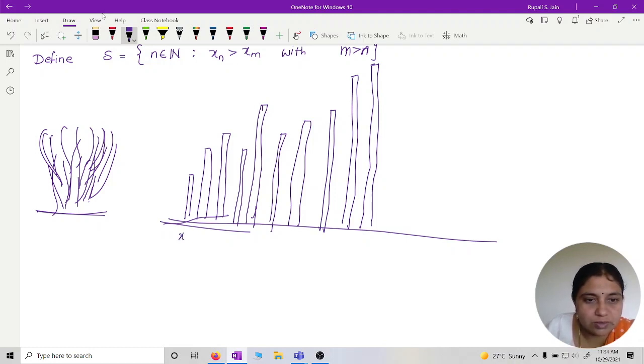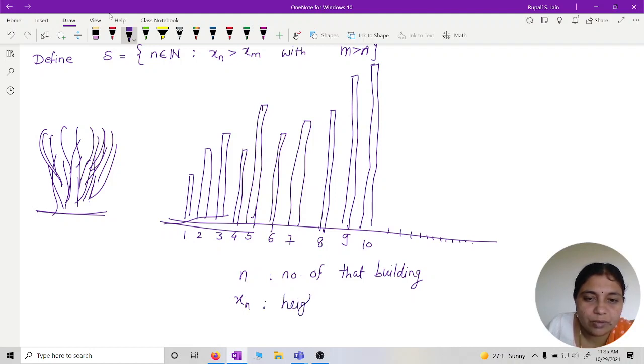Suppose this is x1. Let me write numbers: first building, second building, third building, fourth, fifth, sixth, seventh, 8, 9, 10. I have drawn 10 buildings, but there are infinitely many buildings because we are assuming a sequence. What xn denotes is a height: n denotes the number of the building, and xn denotes its height.